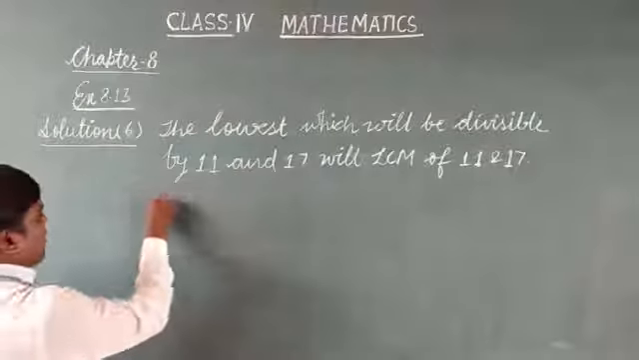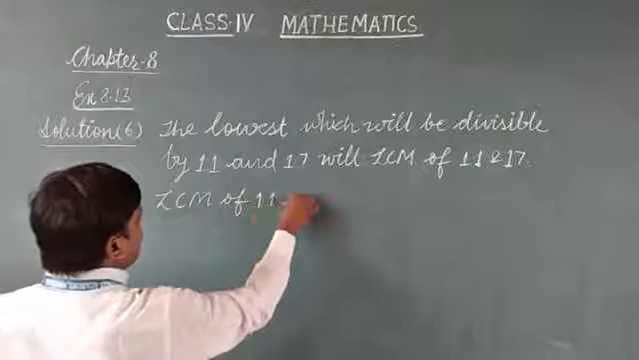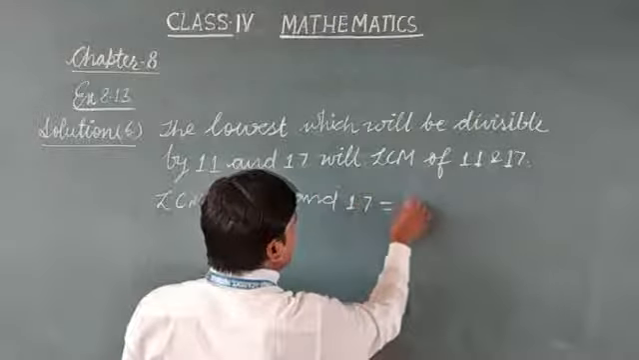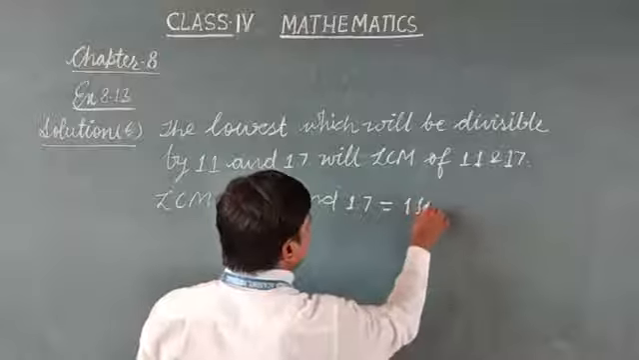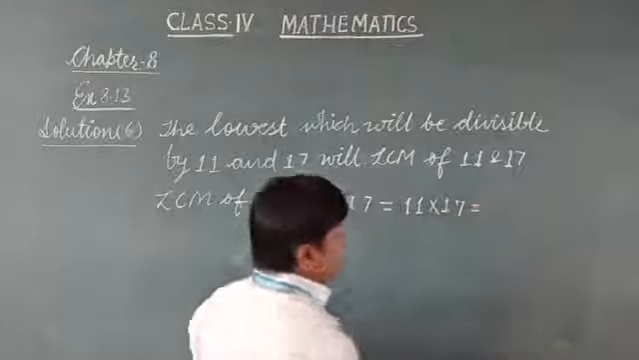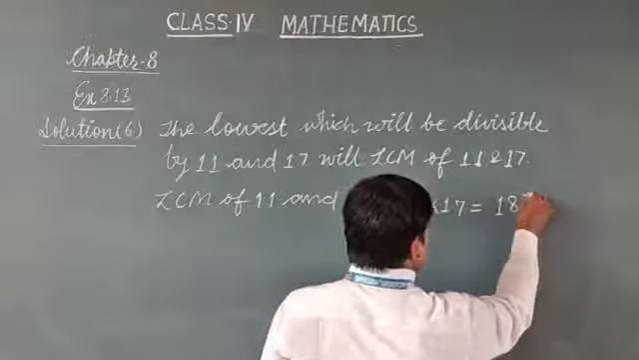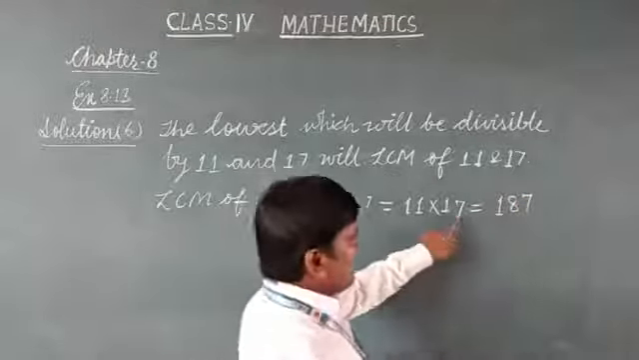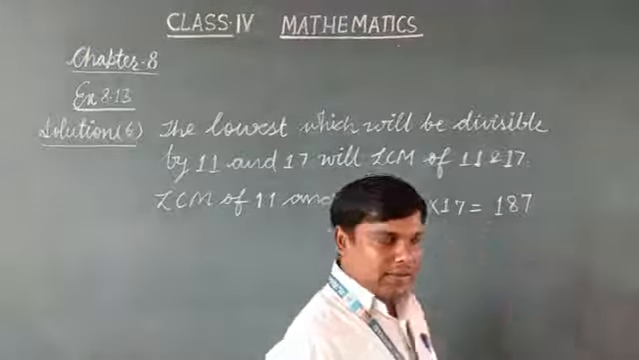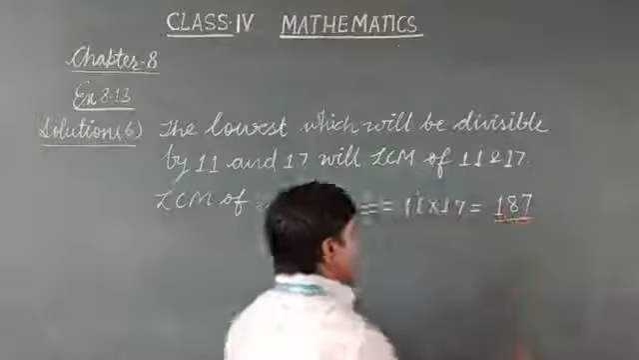So LCM of 11 and 17 is equal to the product of these two numbers, which will be 187. 11 times 7 is 77, carry 7, and 11 times 1 is 11, and 7 makes 18. So 187. This is the required answer.